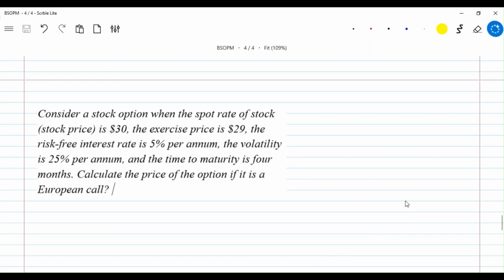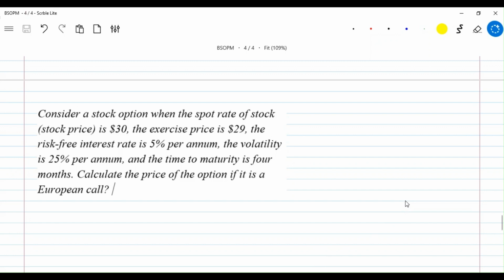Students, now we have understood the whole concept of N(D1), and what is this N(D2), which we will understand with the help of this question. The purpose of this question is how we apply the BSOP calculation in a question, and then what the interpretation part of it is.